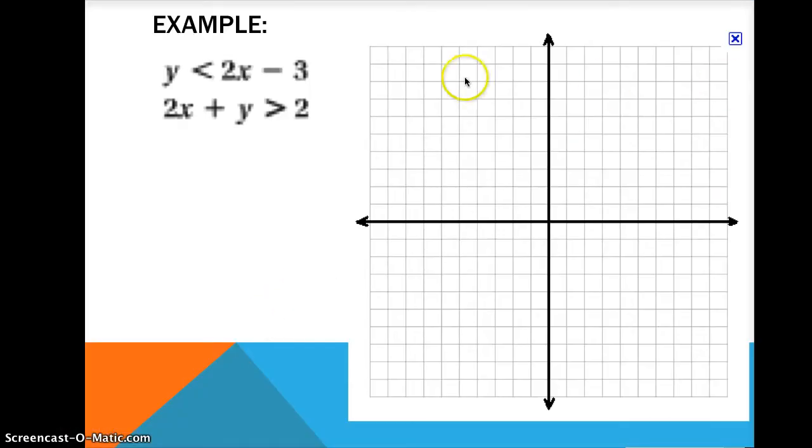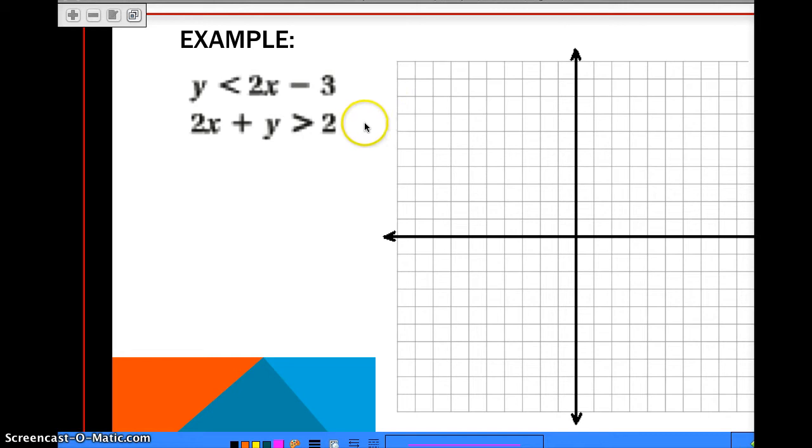All right, so here's our example. It says y is less than 2x minus 3, and 2x plus y is greater than 2. If you look at the first inequality, this one's nice for us because it's already in slope-intercept form, so my slope is 2 over 1, and my y-intercept is negative 3. So let's go ahead and graph that one.